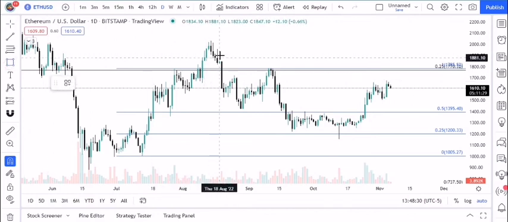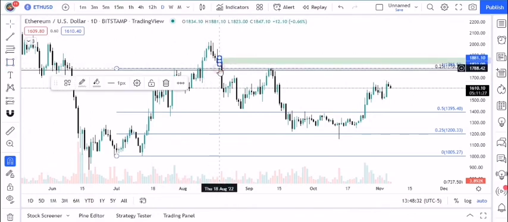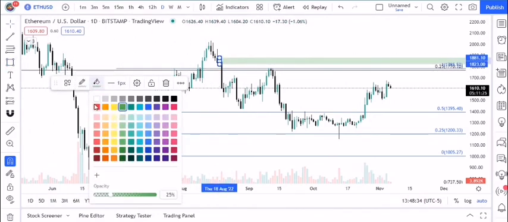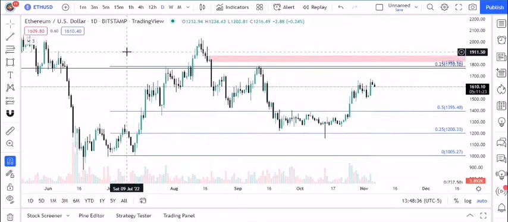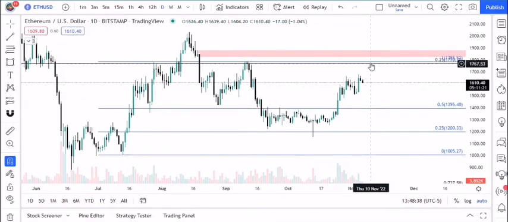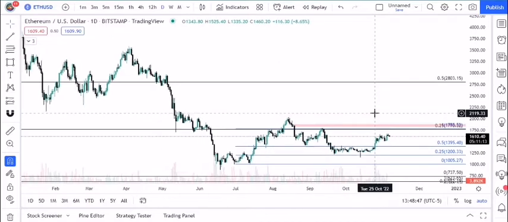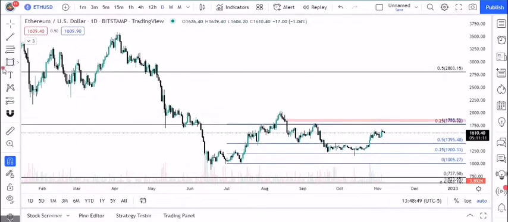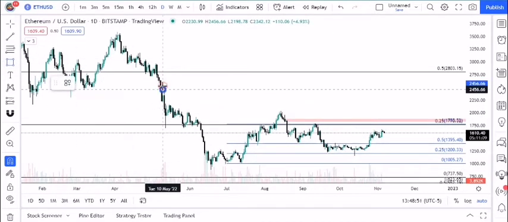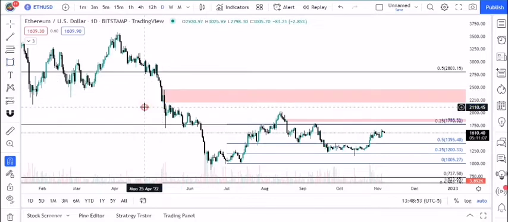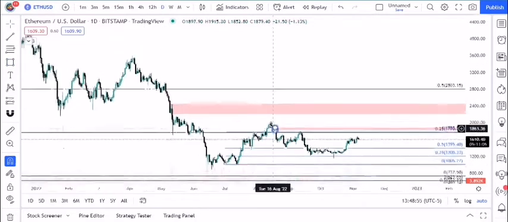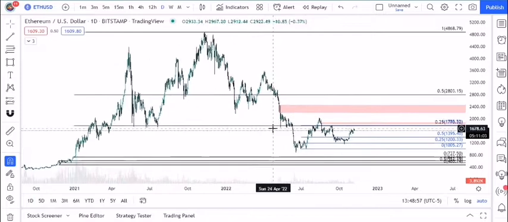So this up candle can be taken as a supply zone, and I will make it red. So I think the price in coming days will reach this area, at least this area, and if price shows strength it might go to this level. This is a less probable scenario, but it can happen.